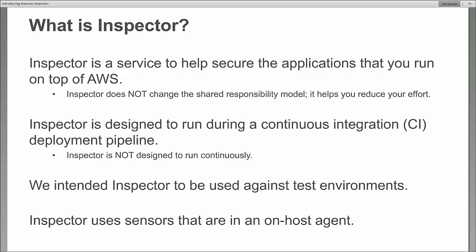We designed Amazon Inspector to run during a continuous integration pipeline. If you aren't familiar with this, the current trend in the industry for writing software is that you'll have a pipeline where you introduce changes to your code, and then you have an automated build system that will build that code, perform testing on it, and if all the testing passes, it will promote it to production. We designed Inspector so that it can run during the testing phase of your CI pipeline.